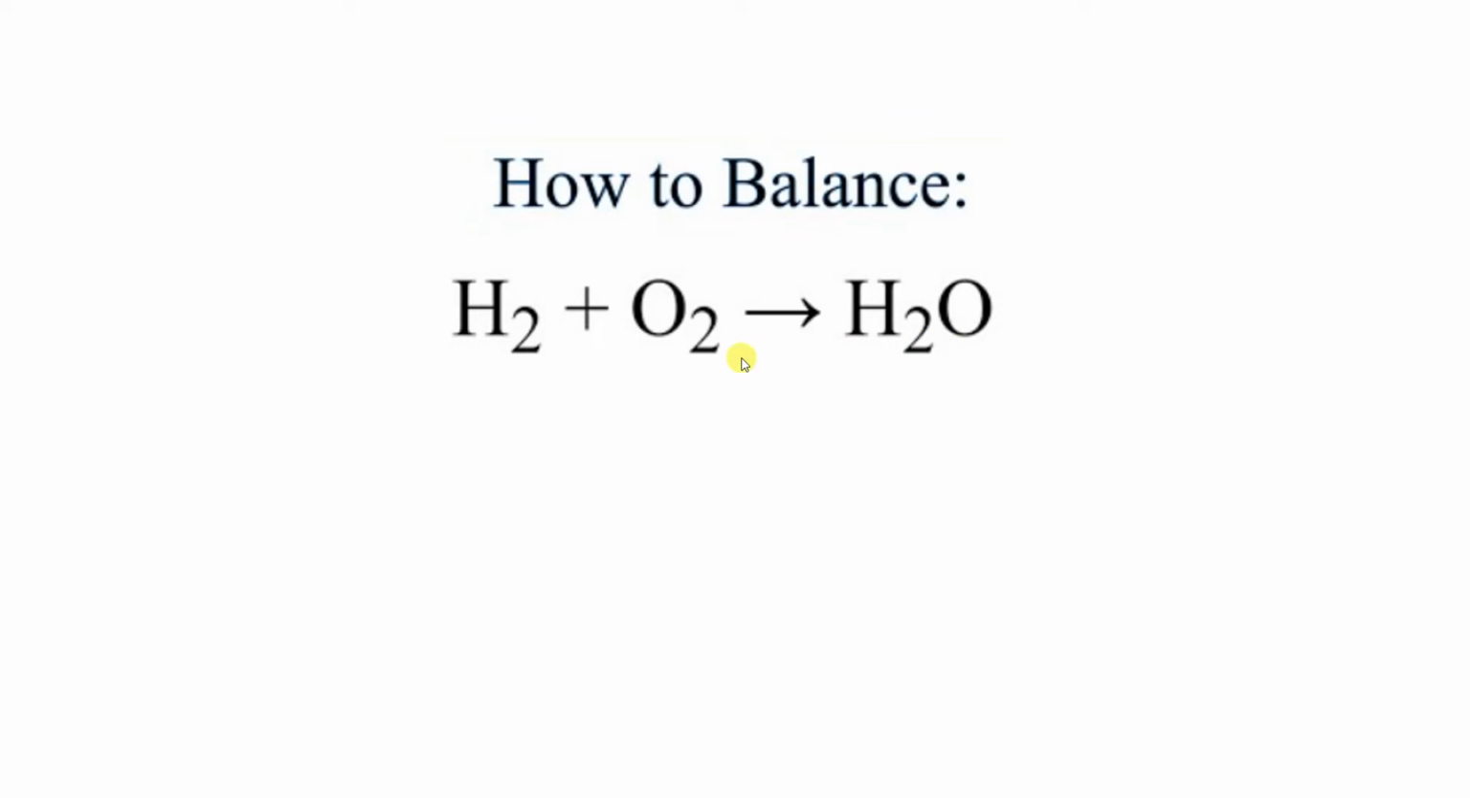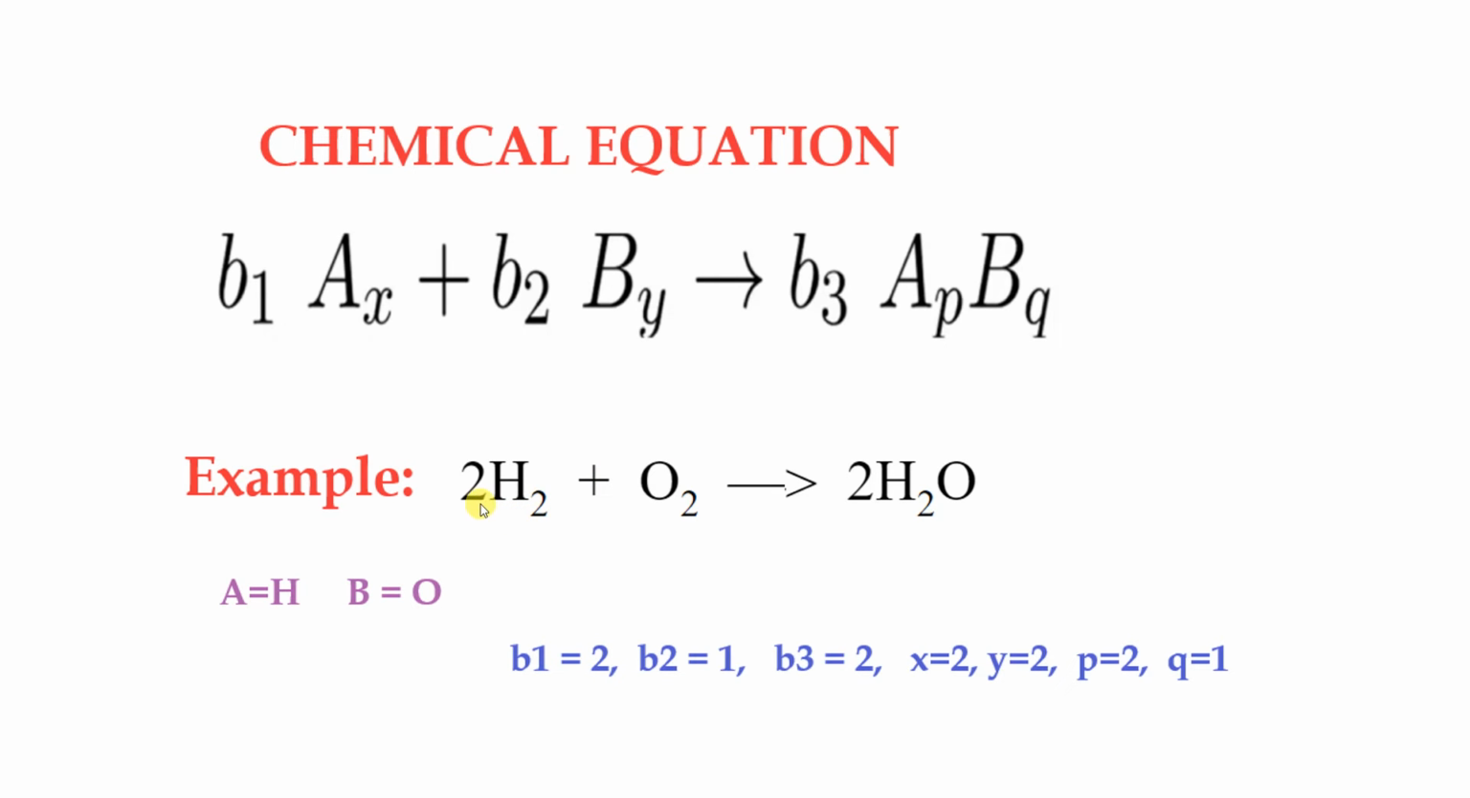Similarly, one more example you can take is how to balance hydrogen plus oxygen is equal to H2O, water. On the left side we have 2H and 2 oxygen. After balancing, we have 2H, that is balanced. With O, you can see on the left side we have 2O, but here we have only 1O. So it is not balanced. How to balance? You put 2H2 plus O2 is equal to 2H2O.